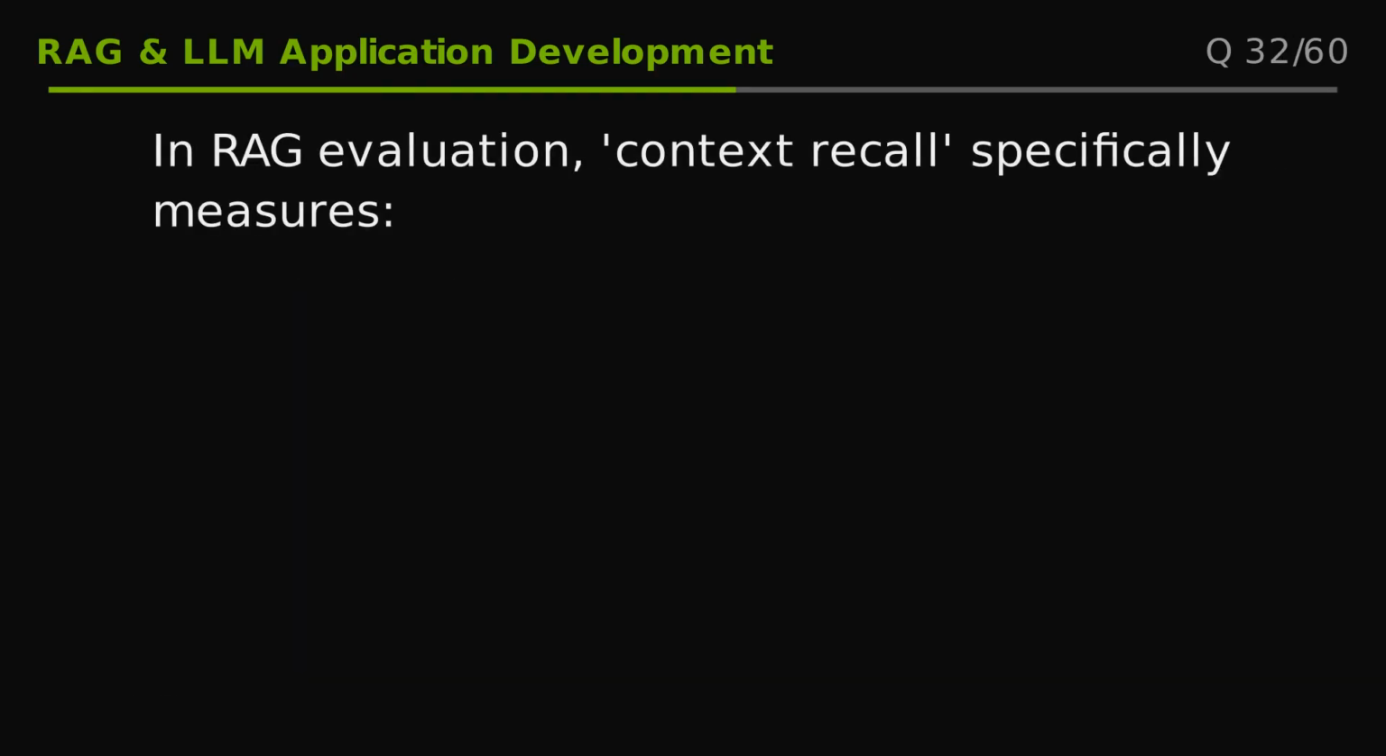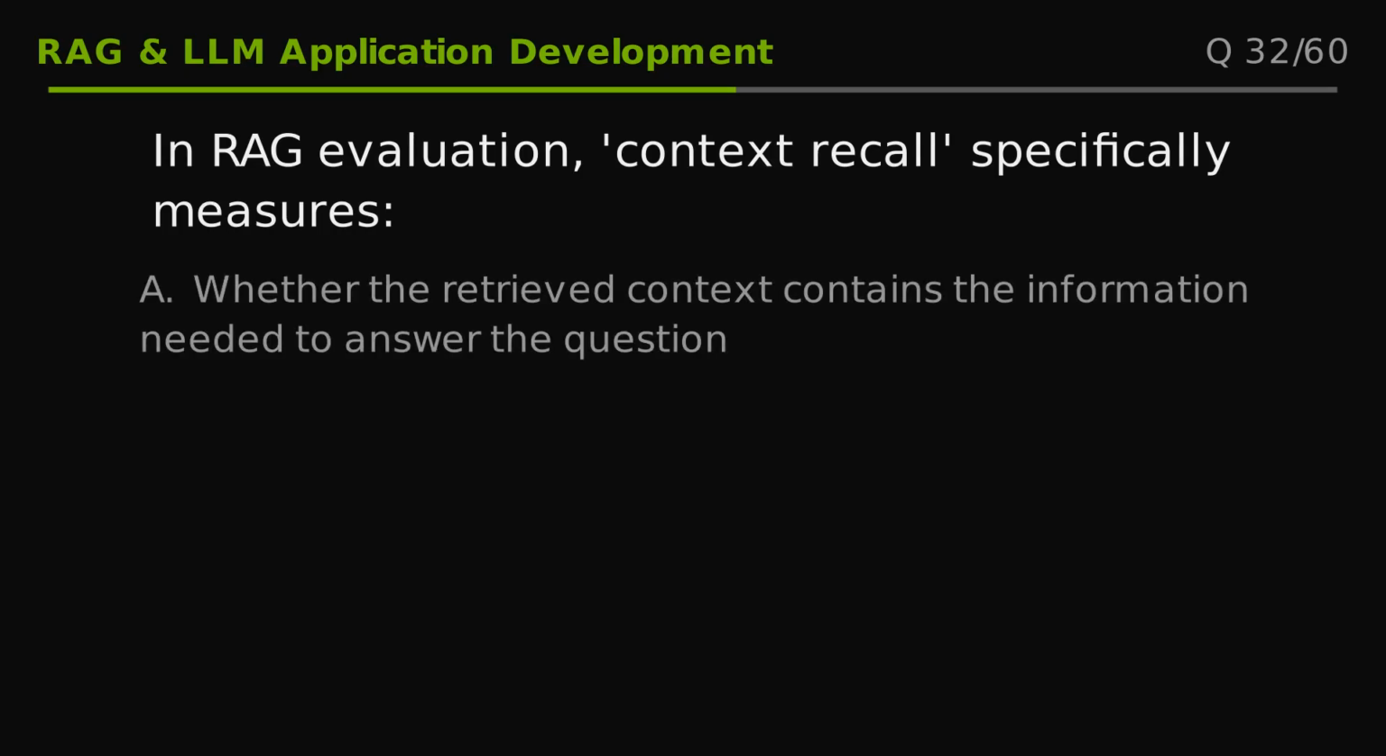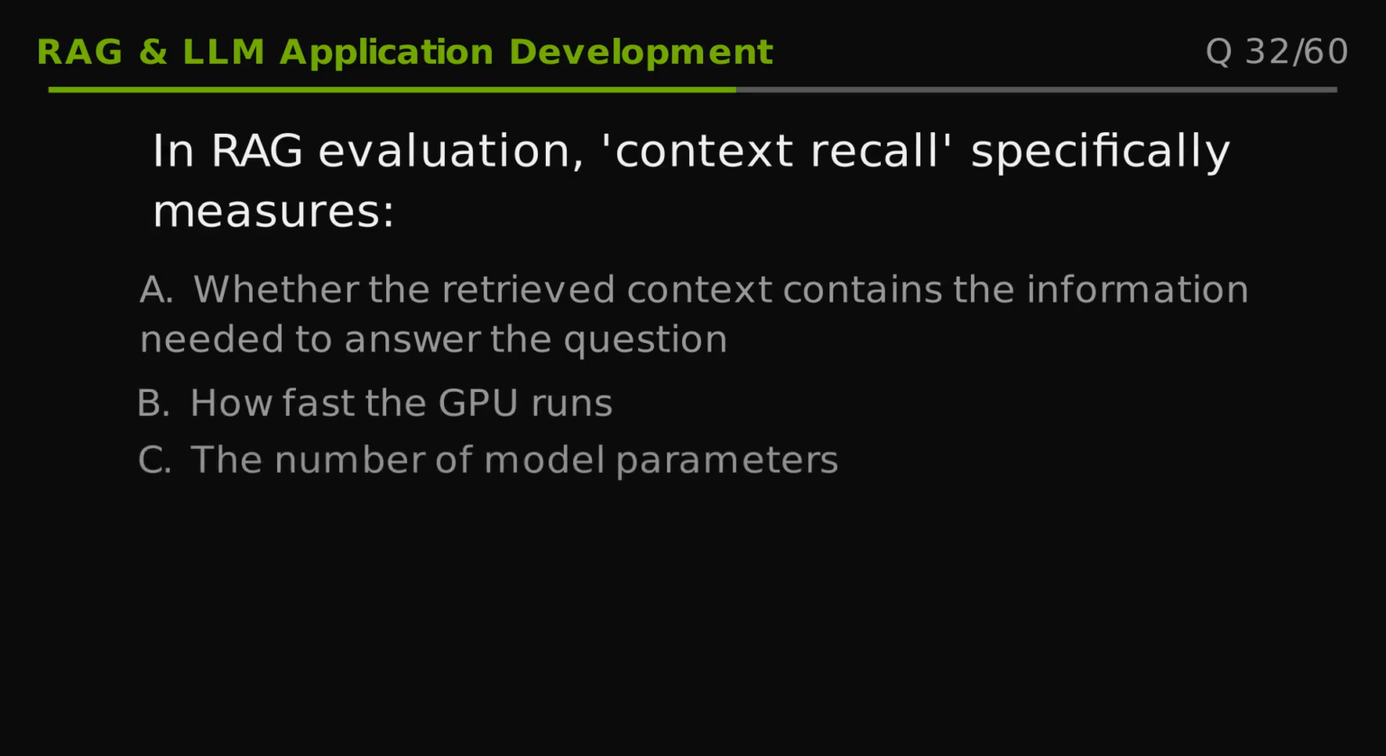Question 32. In RAG evaluation, context recall specifically measures: Option A. Whether the retrieved context contains the information needed to answer the question. Option B. How fast they were run. Option C. The number of model parameters. Option D. The color of the name.